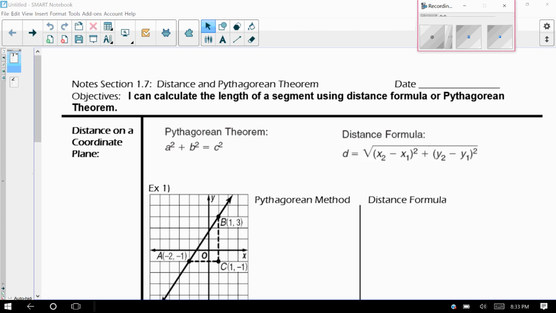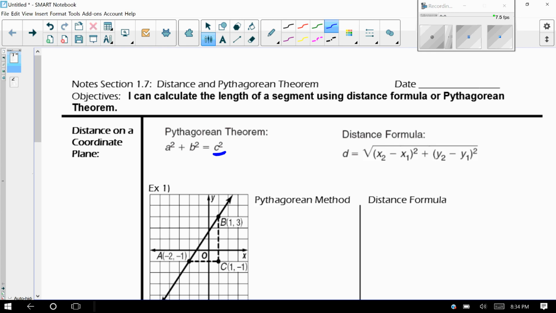Hello everyone, this is 1.7, the distance formula, in which we're also going to introduce the Pythagorean theorem. You have most definitely seen the Pythagorean theorem before. It is a squared plus b squared is equal to c squared. The most important thing is that you know that the c is your hypotenuse, okay?